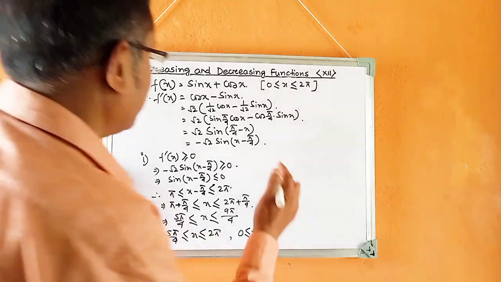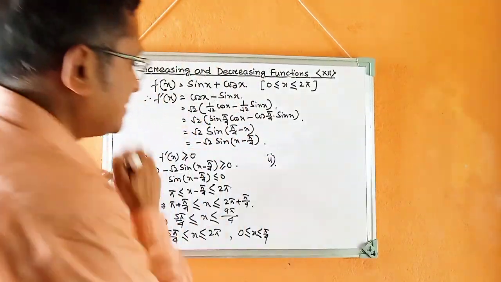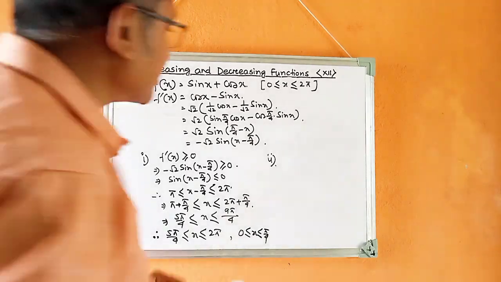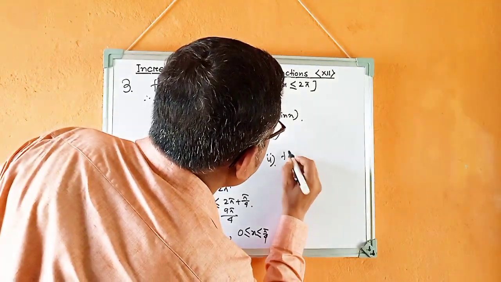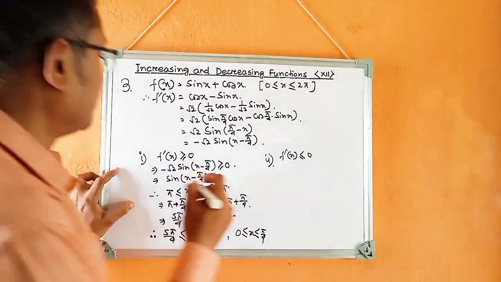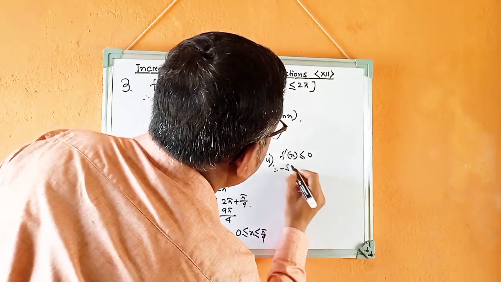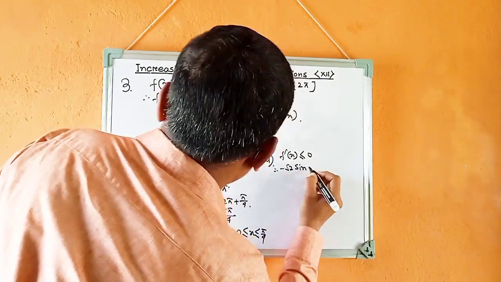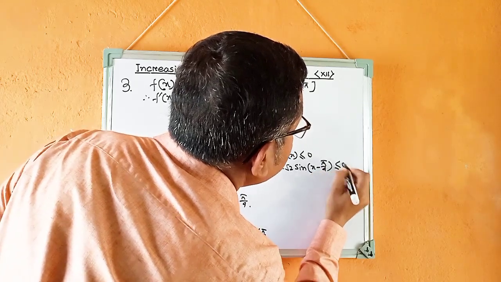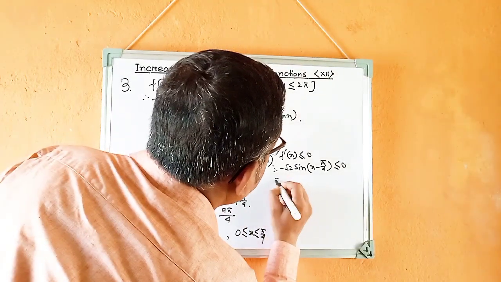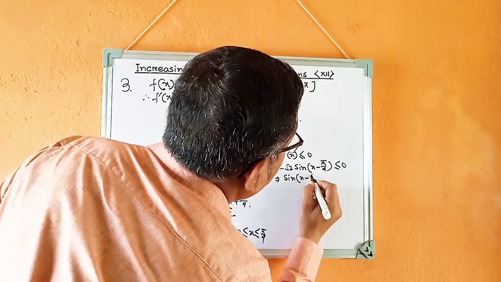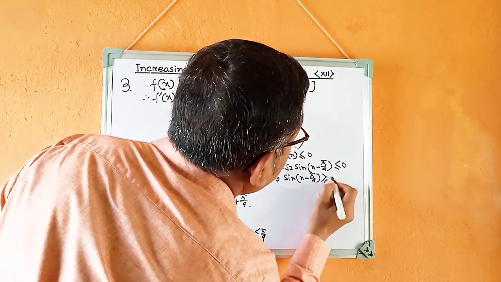Now decreasing function, number 2. Okay, this is the range of increasing function. Now in case of decreasing function, all of you know f dash x less than or equal to 0. So we write therefore minus root 2 sin (x minus pi by 4) less than or equal to 0. Okay, now multiply both sides by minus root 2. So we get sin (x minus pi by 4) greater than or equal to 0.